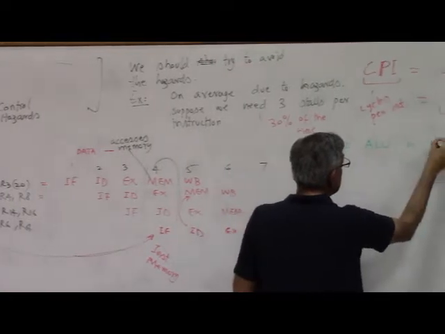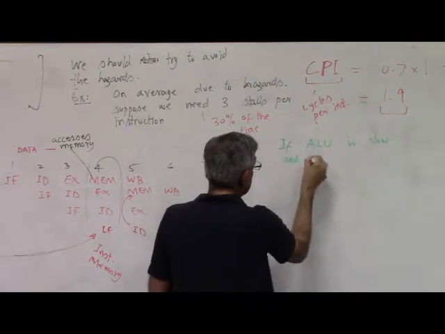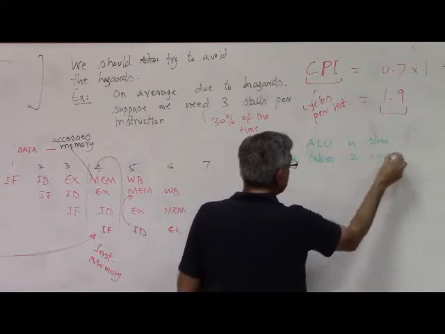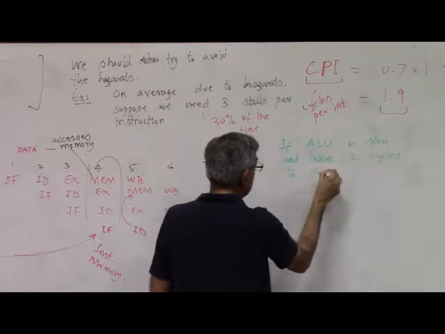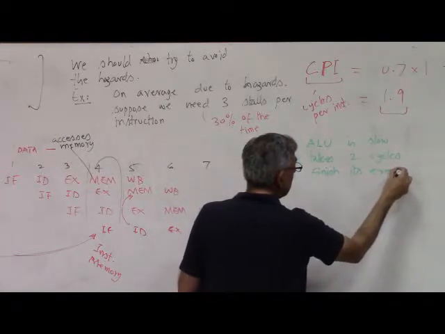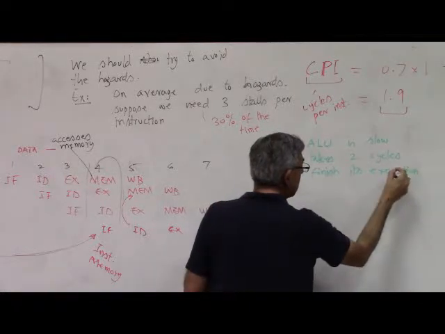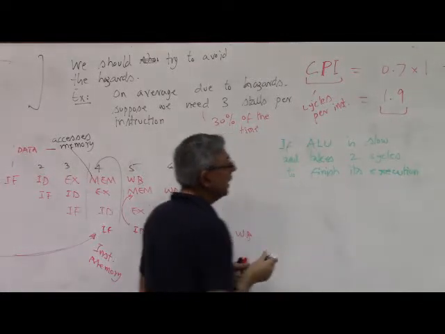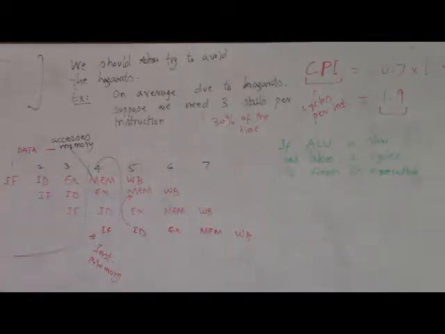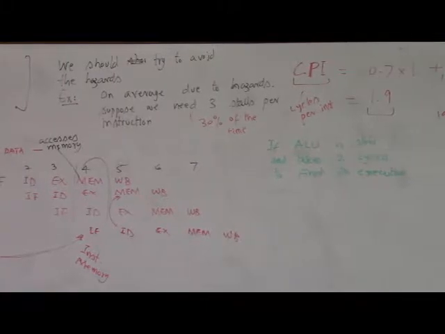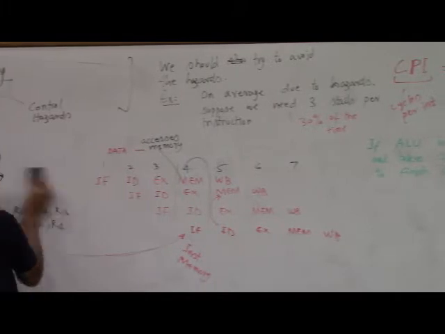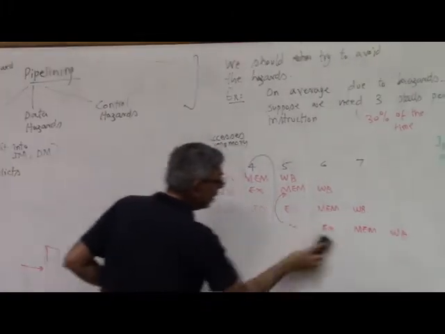So if ALU is slow and takes, let's say, 2 cycles to finish its execution, whatever we asked it to do, like add or subtract or multiply or divide, if it takes 2 clock cycles to finish, then how is this going to change? Then this is going to become, let me pick a different example.